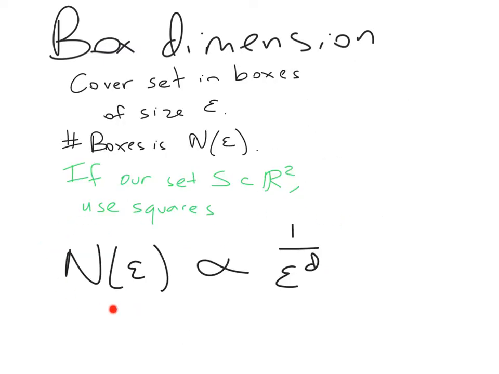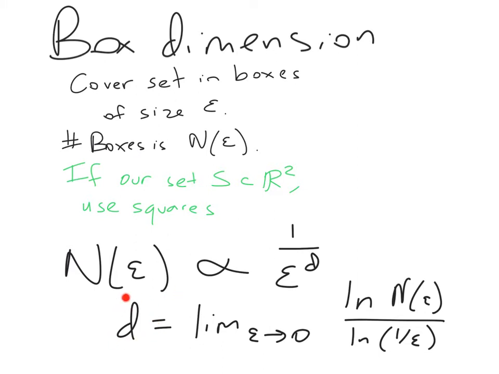We will find that the number of boxes needed scales with the size of epsilon, and it's going to scale via this power law that involves a number d. That d is our box dimension. Specifically, if the limit exists, d is the limit, as epsilon goes to 0, of the natural log of the number of boxes as a function of epsilon divided by the natural log of 1 over epsilon.